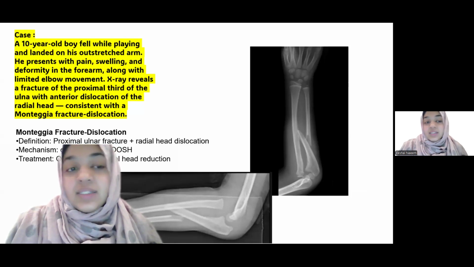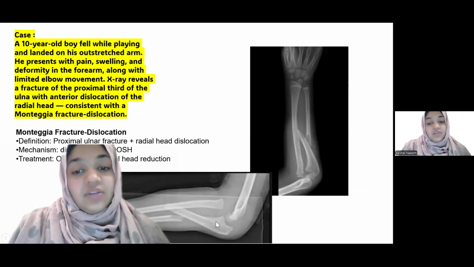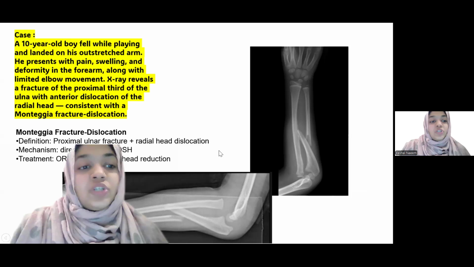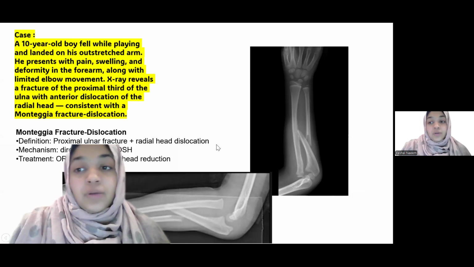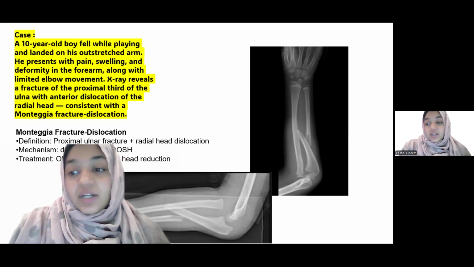Now, this is a classic case of Monteggia fracture dislocation where the proximal third of the ulna is fractured with anterior dislocation of the radial head. Can you see that the radius is anteriorly displaced here? Now, the definition is the proximal ulnar fracture with radial head dislocation. Mechanism, direct blow or fall on outstretched hand. Treatment is open reduction, internal fixation of the ulna, and radial head reduction.